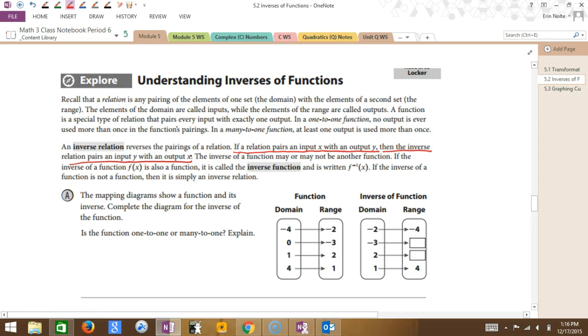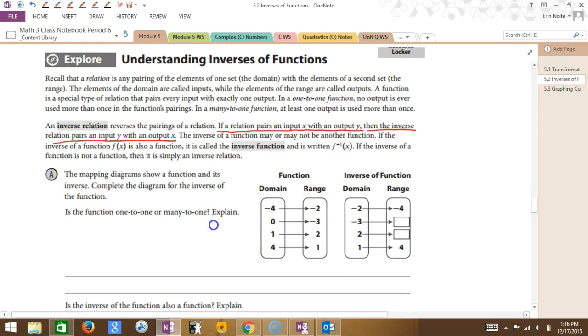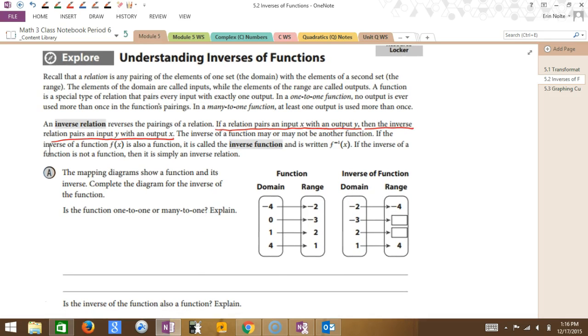What happened? It flipped them around. Exactly right. So this is how you find an inverse. You simply switch the x and the y's. That's all you do. You switch the x and the y's.